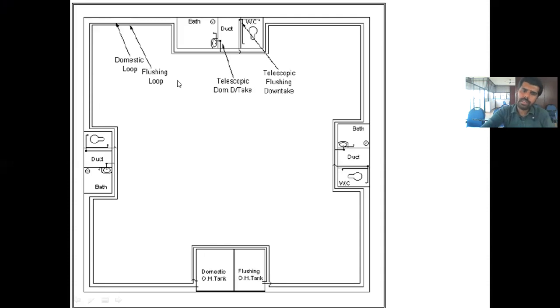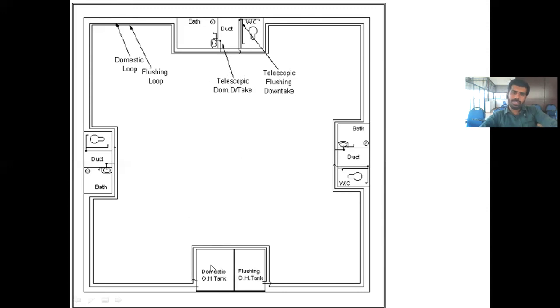Now this is a very easy way for these high-rise buildings and all, like this loop system. So loop system means when you are giving a circular water connection like this, you can drop the water from any part of the pipe, because through all this pipe length water is being stored. So you can just drop it out from this. So the downtakes or the risers are called telescopic downcomers or downtake.